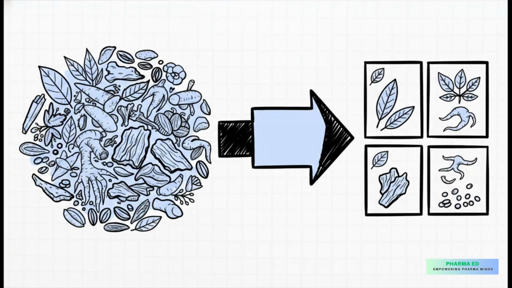So why do we even need all these systems? Well, imagine a massive library with thousands of books, but no sections, no alphabetizing, nothing. It would be total chaos, right? You'd never find anything. Classification does the same thing for crude drugs. It provides the structure we need for a systematic study of pharmacognosy. It prevents confusion and makes the whole subject manageable.